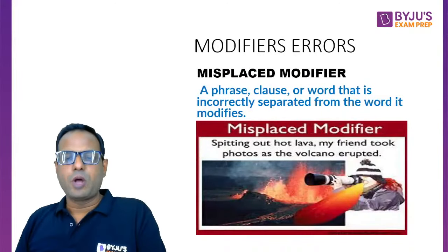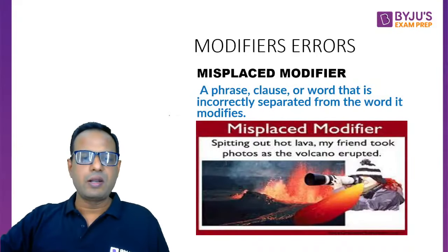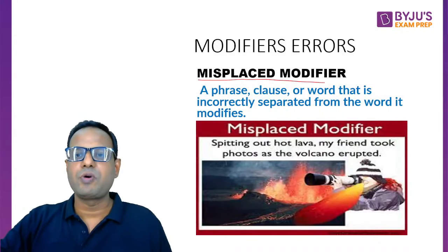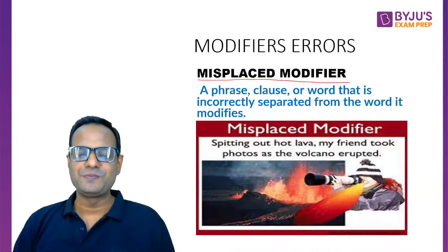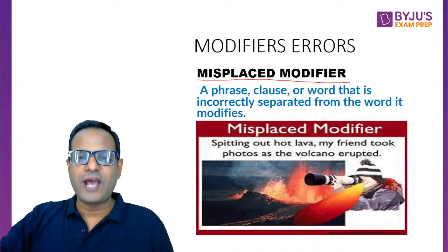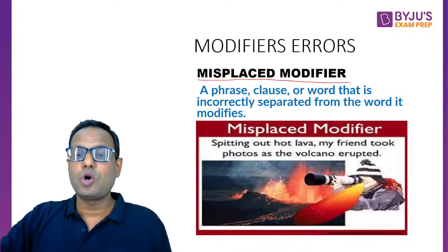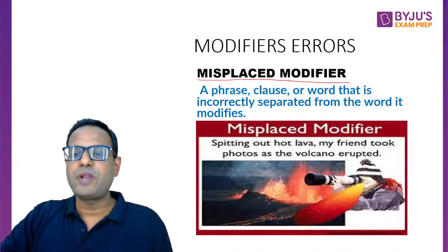Now we have understood the problem of dangling modifier. Now we are moving into our next segment, that is the problem of misplaced modifier. Look at the image once again. What does the image tell you? The image has a caption. The caption says, spitting out hot lava, my friend took photos as the volcano erupted.